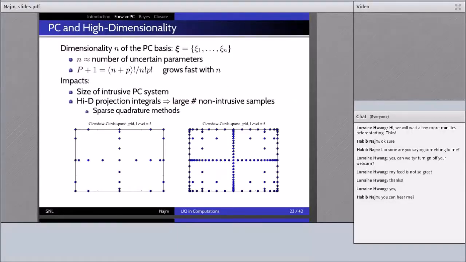And so these methods rely on sparse grids. Examples of them are shown here. Rather than having a dense grid on this 2D system, this sparse grid is optimal for a certain class of polynomials that you postulate the order of the system to be within. And so these types of methods are used often for sparse quadrature evaluation of these projection integrals to evaluate the PC modes of the output of interest.